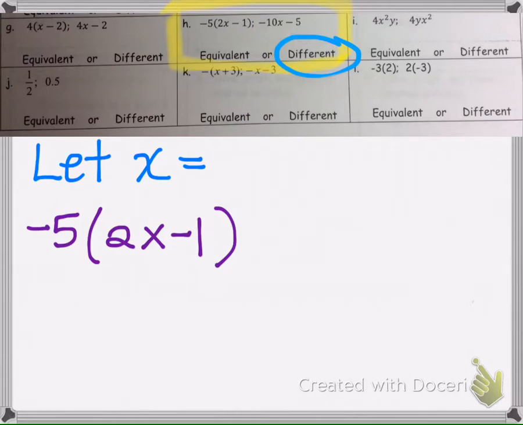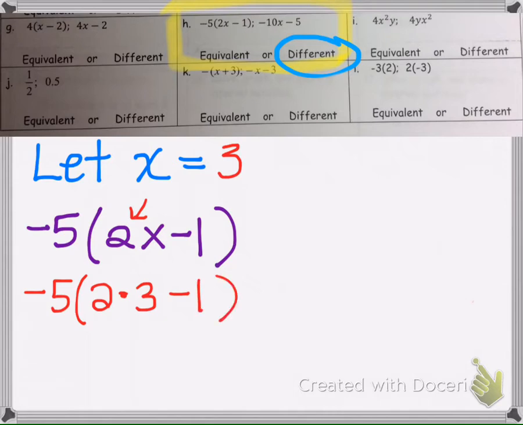Another way to show that these expressions are different is, since they're variable expressions, plugging in a random number for x. So I'm going to use 3. I'm going to go ahead and replace the x with 3. So here we have 2x, so that means times. I'm going to use the order of operations. I'm going to start within the parentheses, and within the parentheses I need to do the multiplication first before I subtract. So I have 2 times 3 is 6, and then minus 1 is 5.